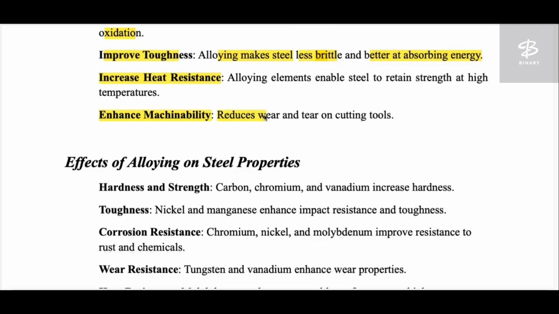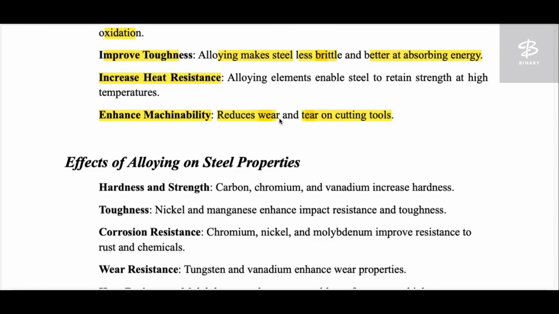So, reduce the wear and tear on cutting tools. What does it mean? Don't get confused with these two terms. Wear and tear is not talking about the material. It is talking about the tool, which is responsible for machining the material. If you know the lathe machine, then the lathe machine has a tool. So wear and tear is about the tool. The tool surface must be a very hard material, and it must not get eroded, or wear and tear must not be induced, otherwise the tool will fail.